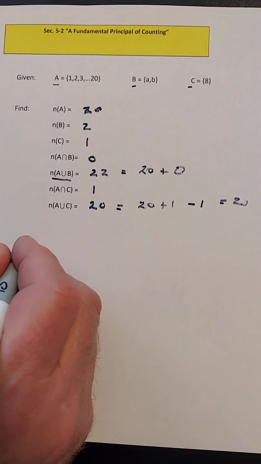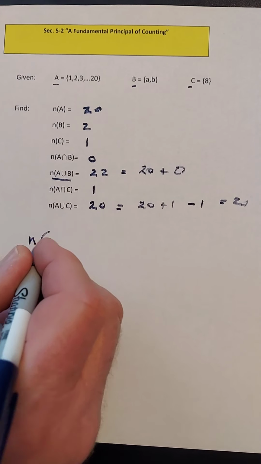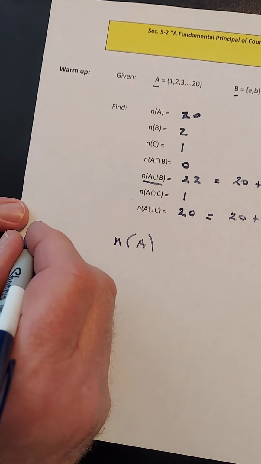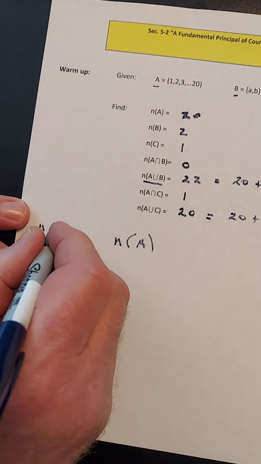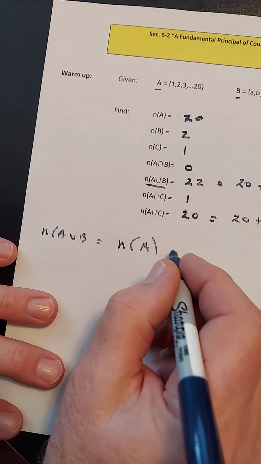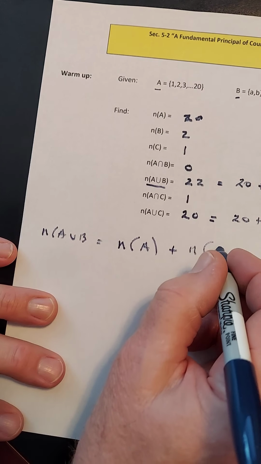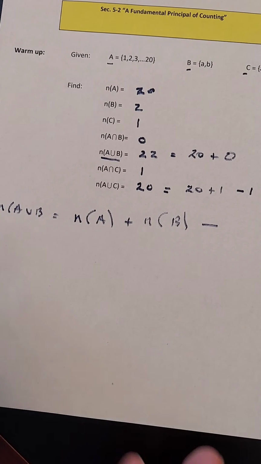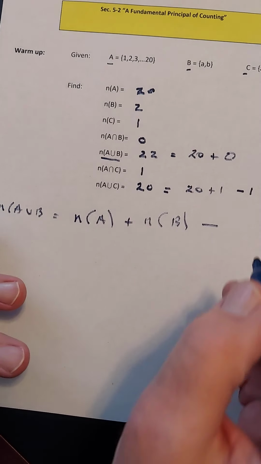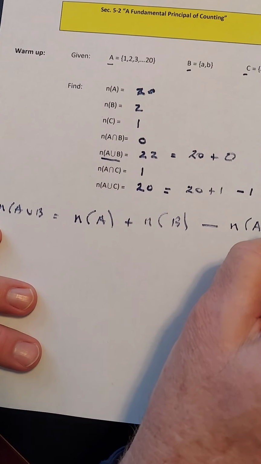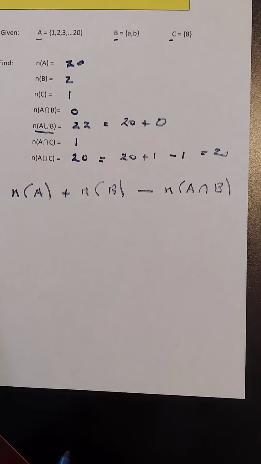So I'm going to give you a formula here in a minute. Let's go back again. I'm getting ahead of myself. The number in A or B will be equal to the number in A plus the number in B minus something. Well, we've got to subtract the number that are in both of them, right? The ones that repeat. And that is the intersection. That would be the number in A and B. I hope that makes sense.